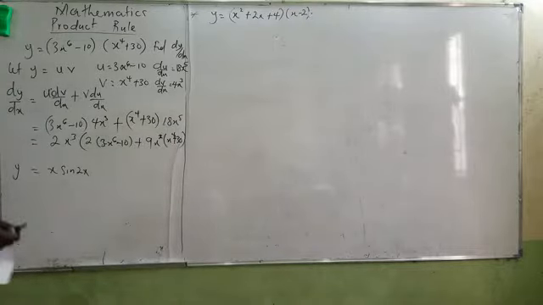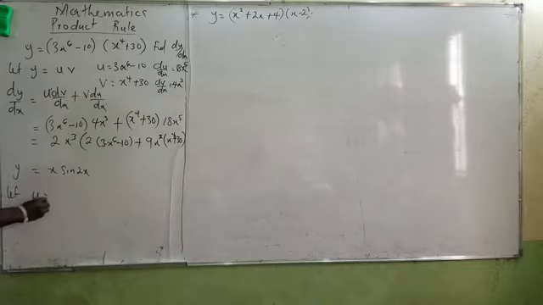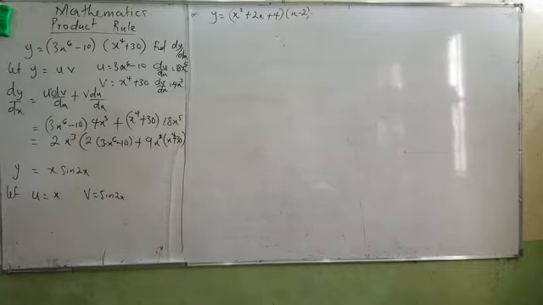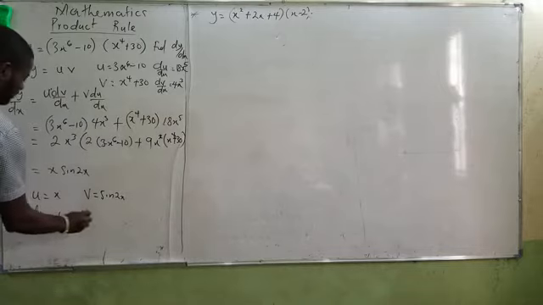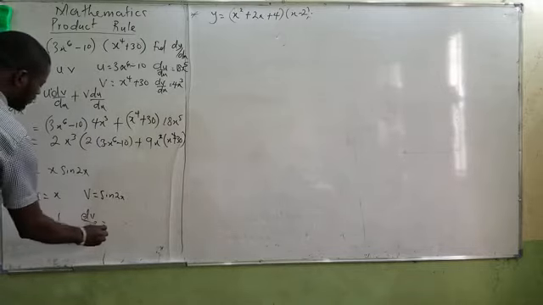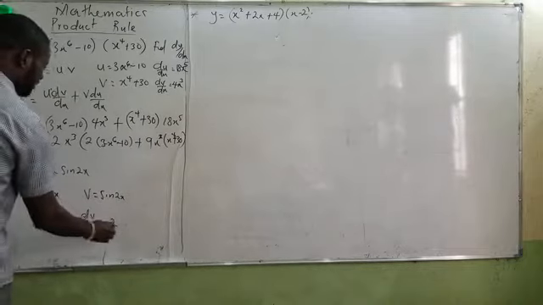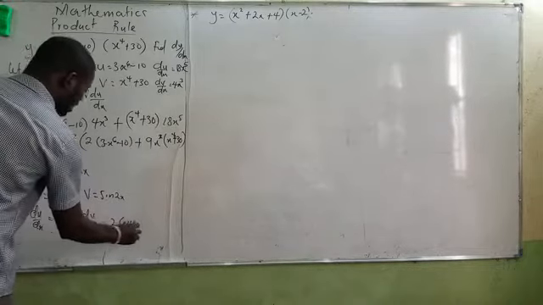Now, look at this. This is another case in itself. I have let u equal x and v equal sine 2x. Take note of that. What you just need to do here: du/dx will be equal to 1, and dv/dx will be equal to, bring down the 2, differentiate sine to get cos, and return the function. That is mine.